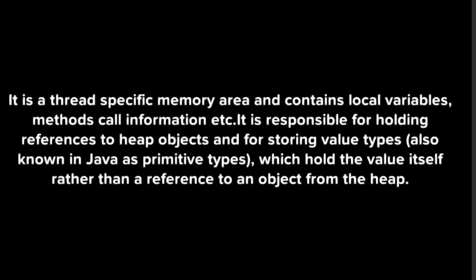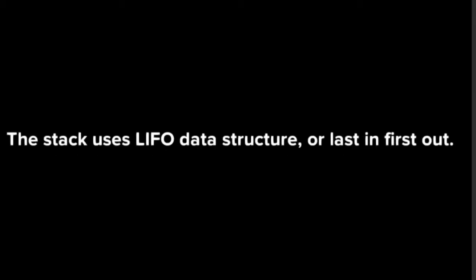What is this stack memory? It is a thread-specific memory area and contains local variables, methods, call information, etc. It is responsible for holding references to heap objects and for storing value types, also known in Java as primitive types, which hold the value itself rather than a reference to an object from the heap. The stack uses LIFO data structure, or last in first out.